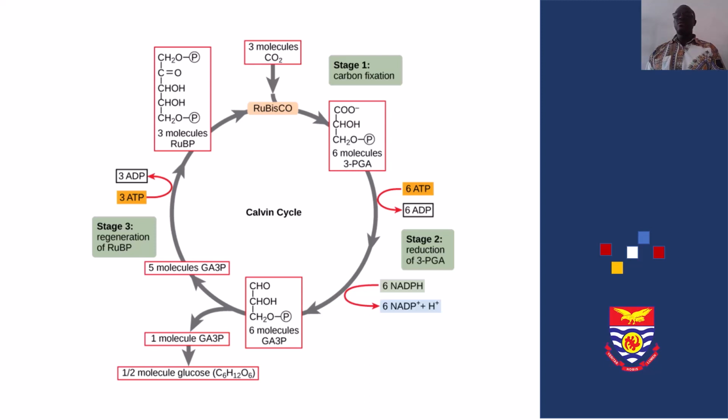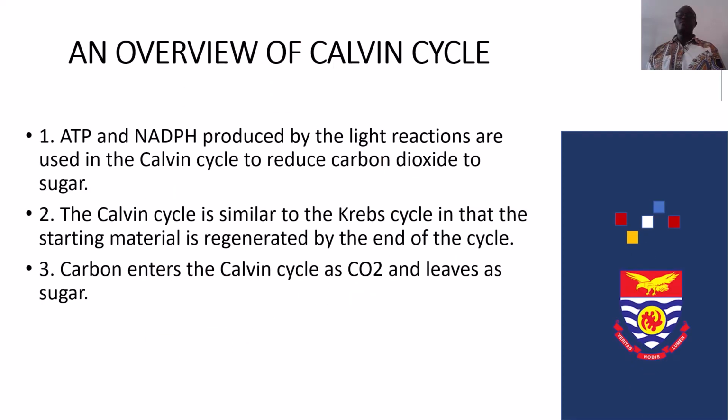Then you have 3 ADP coming out from the 3 ATP. So we have 3 molecules at the end of the day. So that is what transpires during the Calvin cycle. So an overview of the Calvin cycle is that ATP and NADPH produced by the light reactions are used in the Calvin cycle to reduce carbon dioxide to sugar.